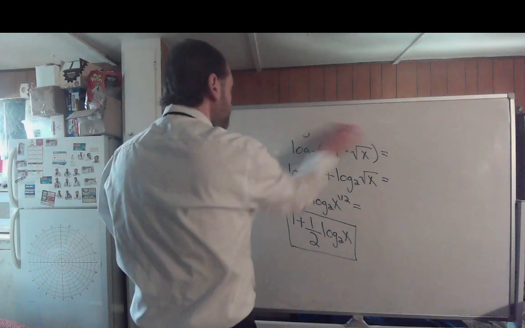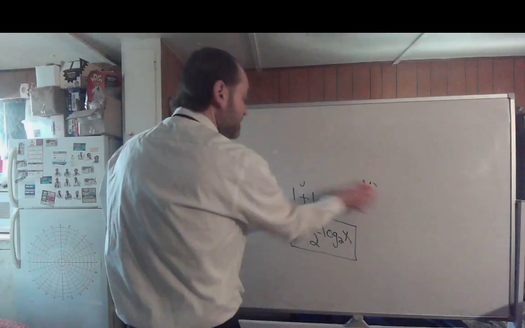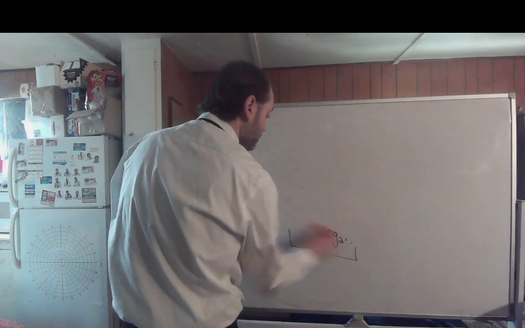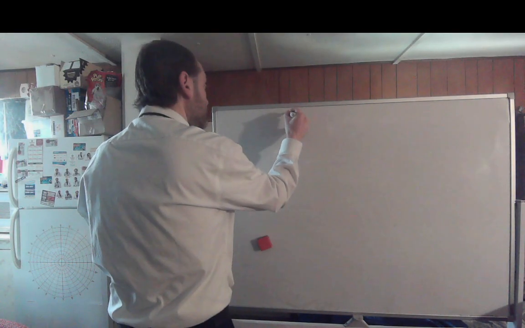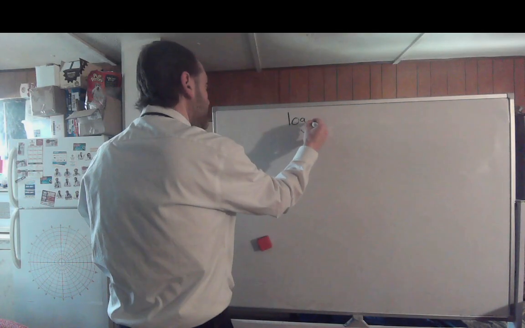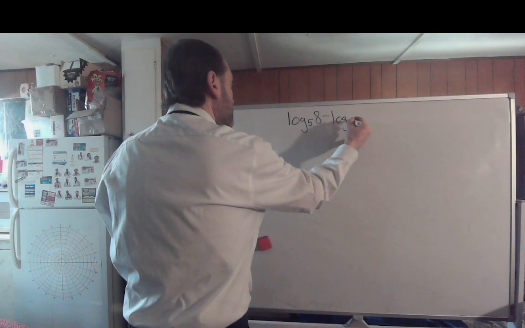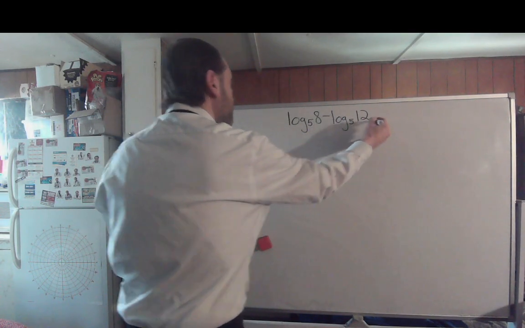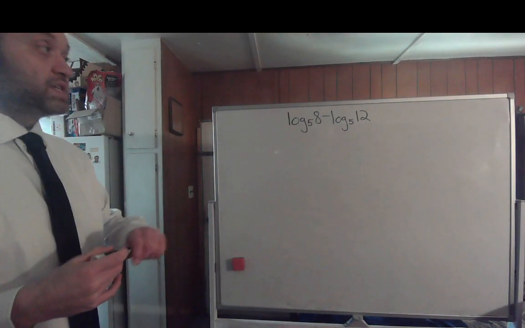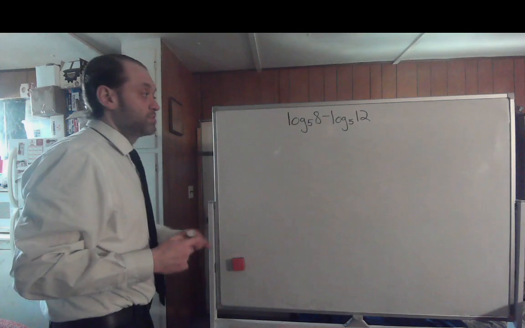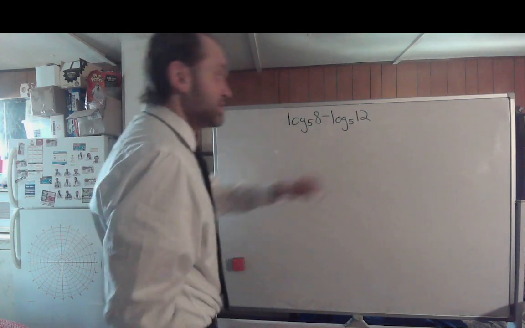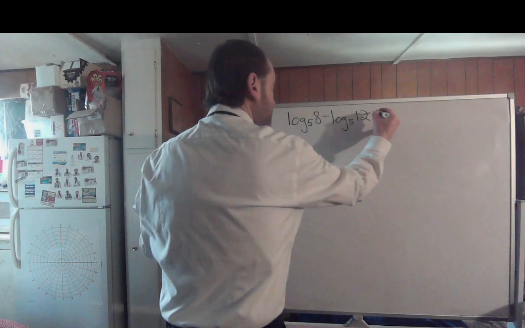Alright, so we've expanded, now we're going to condense. We're going to go in reverse, actually. So we have log base 5 of 8 minus log base 5 of 12. So now we're going to condense this into one logarithm. So log base 5 of 8 minus log base 5 of 12.